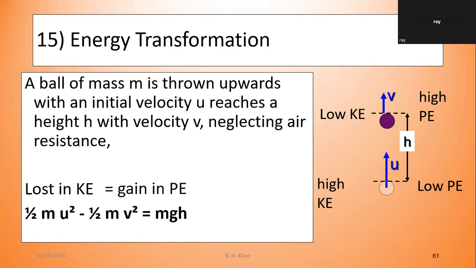Anything you want to clarify? So the higher it goes, the greater the potential energy. The higher it goes, the less kinetic energy it has. At maximum height, all the initial kinetic energy is converted into potential energy.